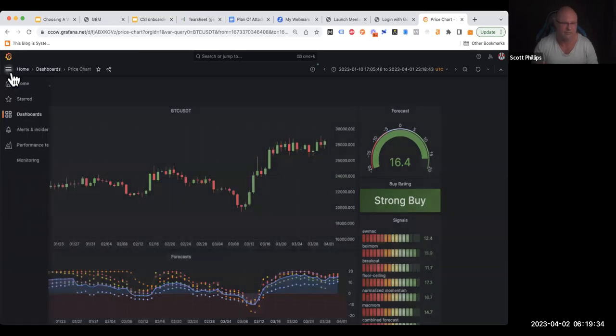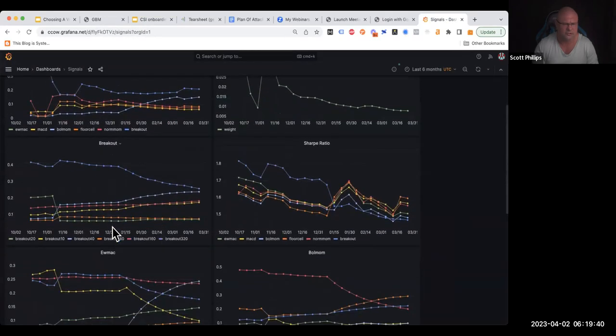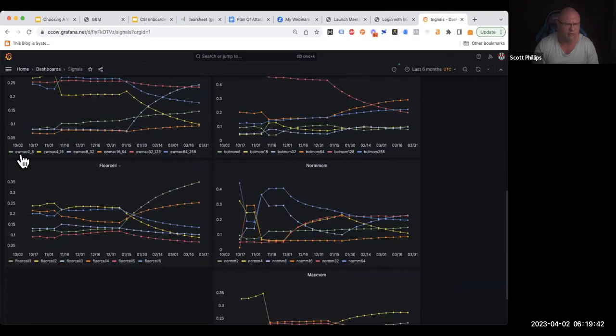Let me find exactly what they are. Signals. Okay, what have we got? We've got a 2-8, a 4-16, an 8-32, a 16-64, a 32-128, and a 64-256.